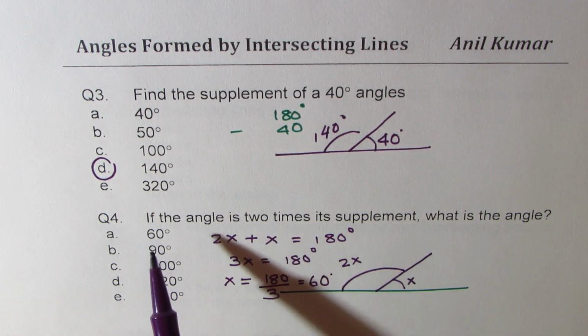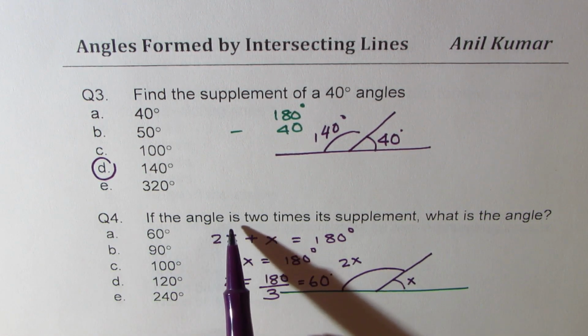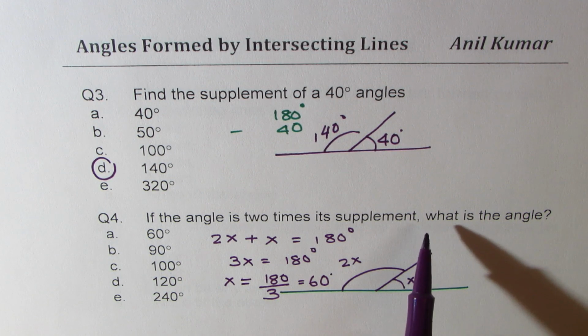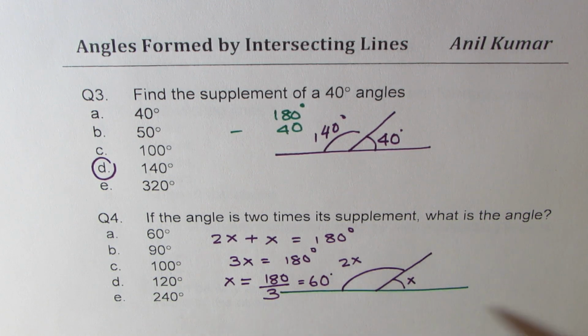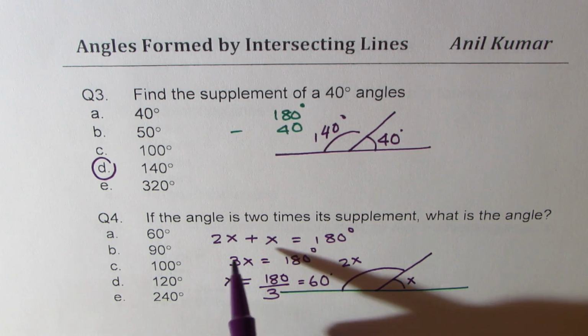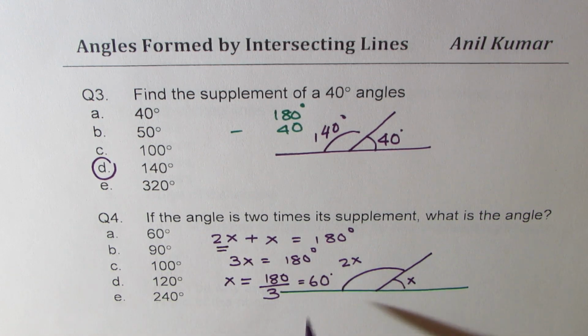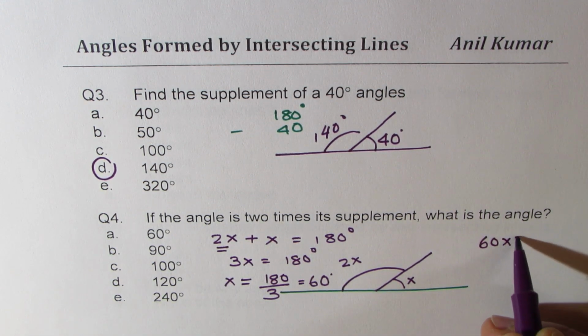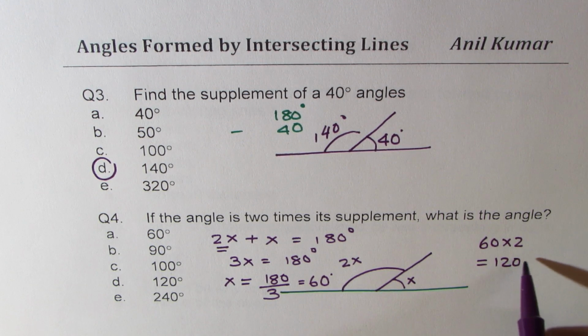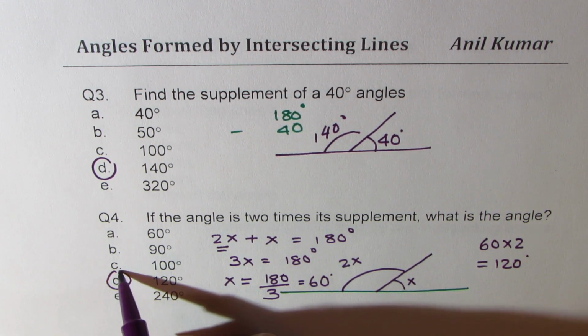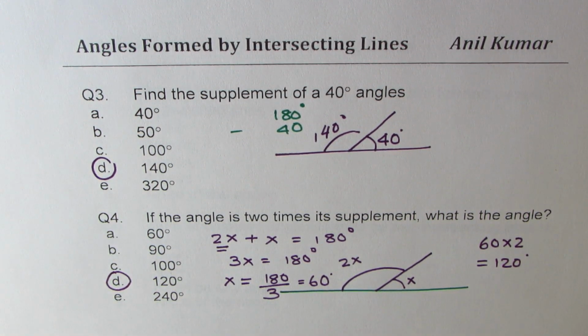Now the question is, you have to be careful here. If the angle is twice its supplement, so the bigger angle, what is the angle? So we are looking for the bigger angle, which is 2x, correct? So the answer is 60 times 2, which is 120 degrees, correct? So option D is the right option. So I hope the steps are absolutely clear.